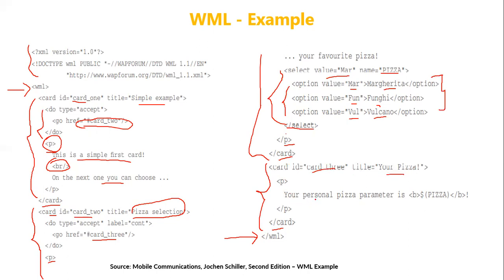Here within the paragraph tag, we are displaying your personal pizza parameter is $(pizza). This dollar of pizza will give what pizza you have selected. If you have selected margarita, it will say margarita. If you select fungi, it will say fungi. If you select volcano, it will say volcano. If you have not selected anything and have directly clicked on card 3, then the default pizza is margarita, so margarita will display. This is a simple code which explains how WML works.